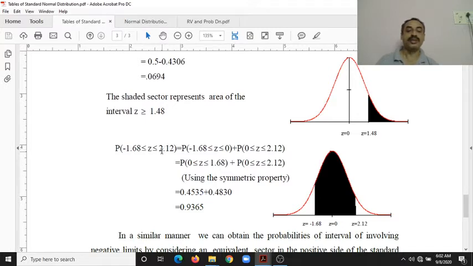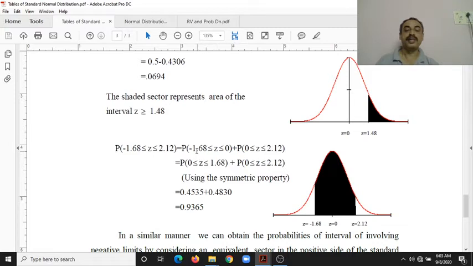In order to refer to the area of this interval from the tables of the standard normal distribution, we split the total area with reference to the line z equals 0. That is, P of z between minus 1.68 and 0, and z between 0 and 2.12. So the first interval represents the left side of z equals 0, and the second interval represents the right side of z equals 0. And we can also consider the symmetric property of the standard normal curve.